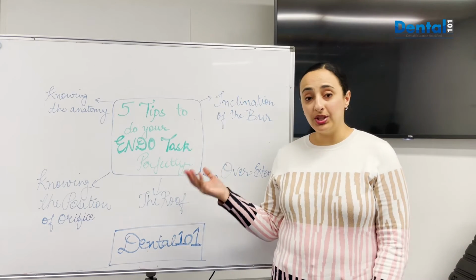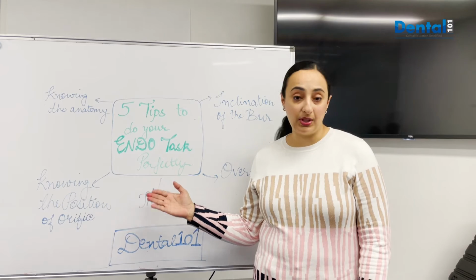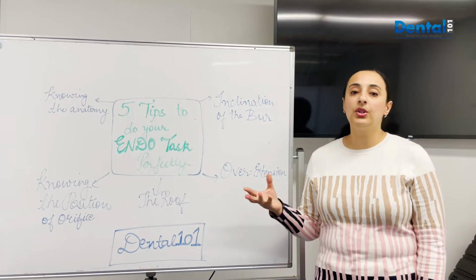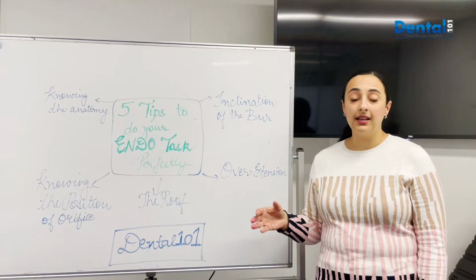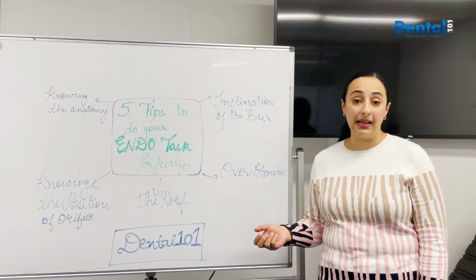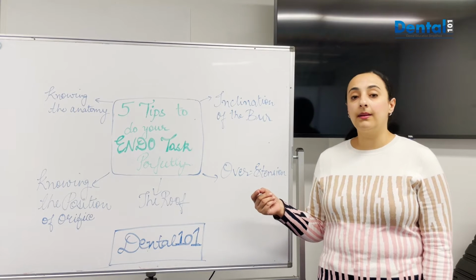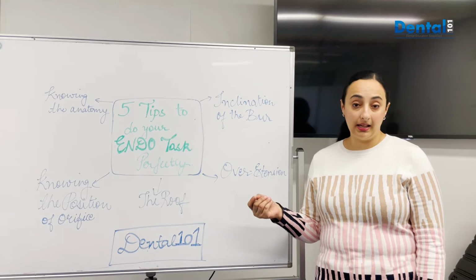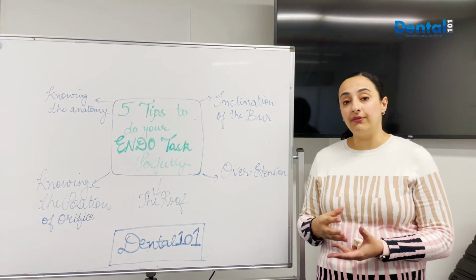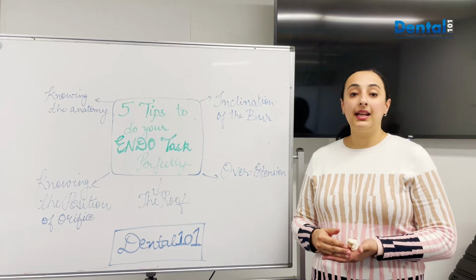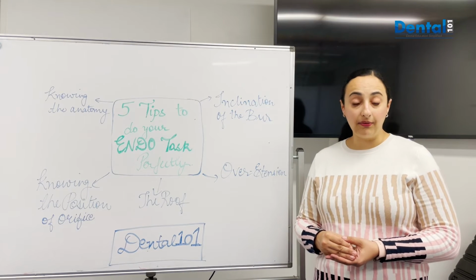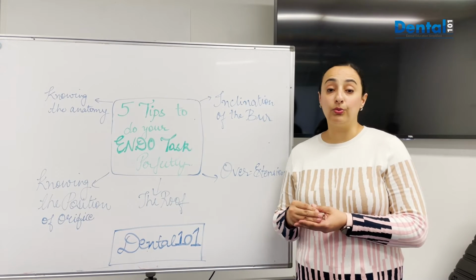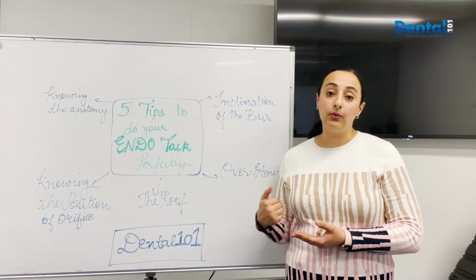Which comes to the second point, which is knowing the position of the orifice. We should know where the mesiobuccal cusp is, because we know the plastic tooth has only three canals: the mesiobuccal, the distobuccal and the palatal canal. The orifice of the mesiobuccal canal sits in the middle of the mesiobuccal cusp, the orifice of the distobuccal canal sits underneath the central pit of the tooth, and the palatal canal sits in the groove of the palatal cusp on the lingual side.